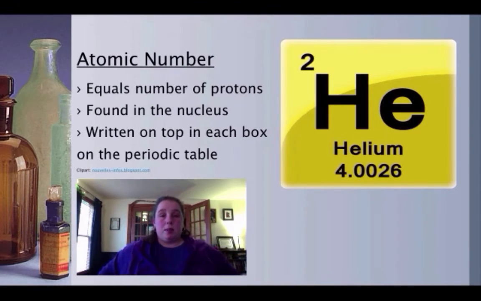Now remember, we talked about protons, how they live in the nucleus with the neutrons. Remember, they're housemates. The way you can always tell what an atomic number is, it's always on top. It's always written above the element symbol, pretty much in every periodic table. Sometimes it's not, but the majority of the time it is. It's also easy to tell because it's a whole number, so it's not a decimal.